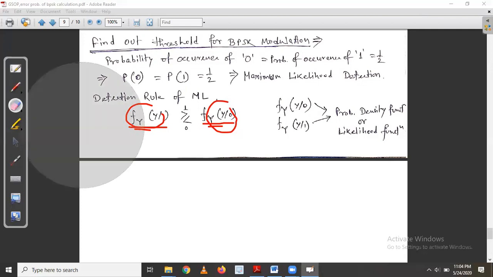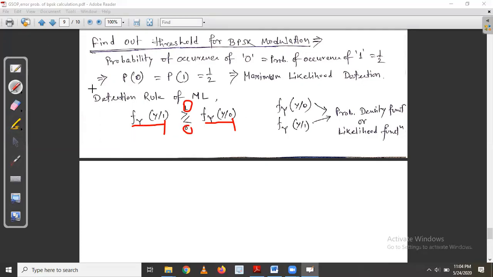So what is the detection rule? The detection rule tells you that if the probability density function of 1 is greater than the probability density function of 0, then bit 1 is detected. If it is less, then bit 0 is detected. That is the only detection rule. Very simple. Just perform the calculation of the probability density function. If it is greater, that means 1. If it is less, that means 0. Simple thing. So this is the maximum likelihood detection rule.